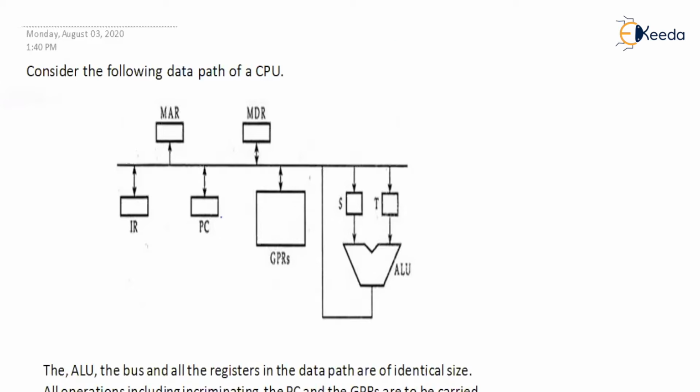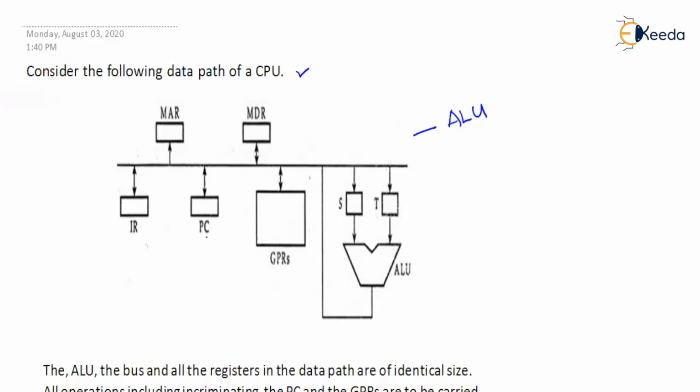Now, consider the following data path of a CPU. This is the CPU and this is the ALU. The design has been given, in which there is a memory address register, a memory data register, and an instruction register. You know what an instruction register is? It stores the current instruction of the CPU that is getting executed right now.